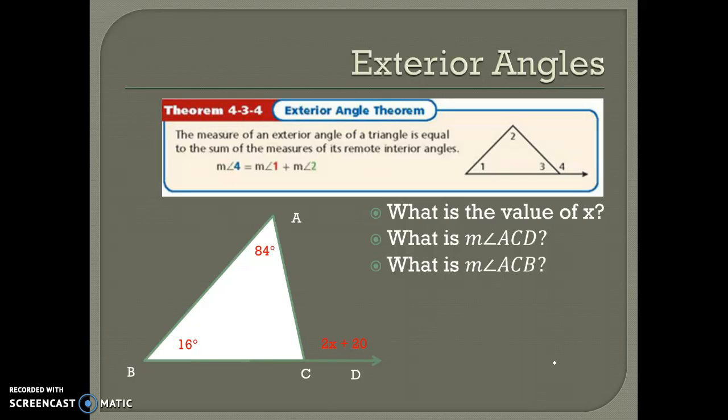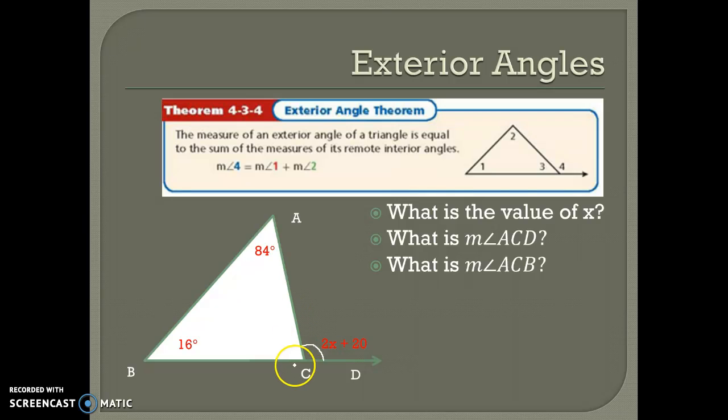The measure of an exterior angle. So an exterior angle is going to be the angle that is on the outside of the triangle. So the exterior angle for triangle ABC is this angle right here on the right. So angle ACD would be an exterior angle to this entire triangle. You basically extend one of the sides and create an angle again on the outside of the triangle.